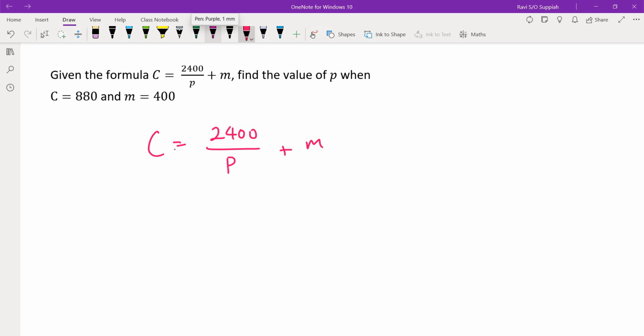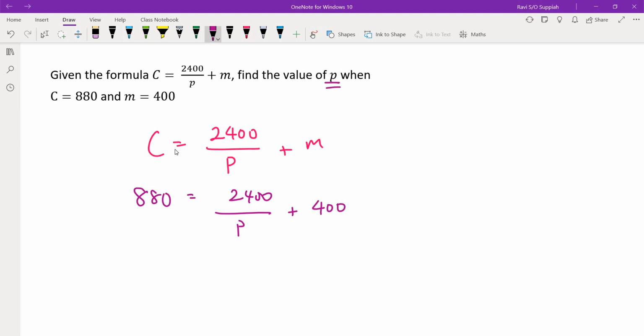Okay, so how we can approach this is we can first replace whatever variables we have with the values given, and then do the manipulation of the expression after that. So c is 880, equals 2400 over p plus m. M is 400. Okay, so when they say find the value of p, what does that mean?